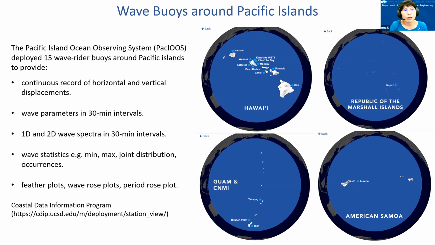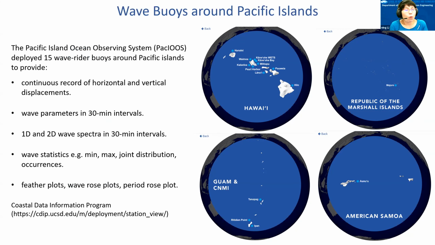And based on the long-term record of the wave conditions, we can get some useful statistics, for example the minimum and maximum wave height, and the joint distribution, or the occurrence level, basically the return period. And we can also get some useful features of those wave conditions through the phasor plot, wave rose plot, and the period rose plot. For those who are not familiar with this information, I will refer you to the Coastal Data Information Program website. It basically includes all the buoys around the Pacific, and you can just look around and see all this information. It is publicly available.